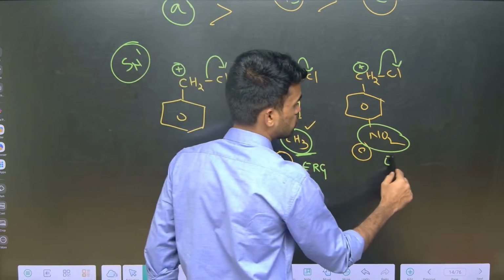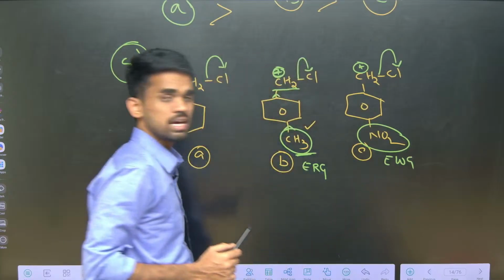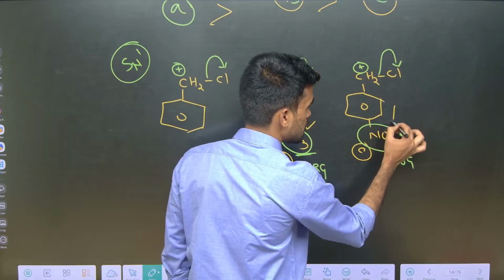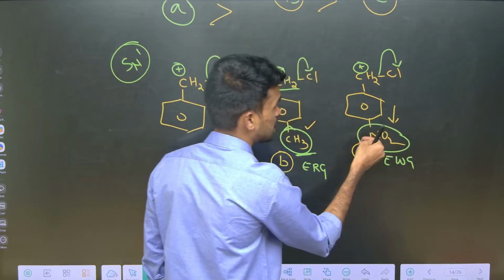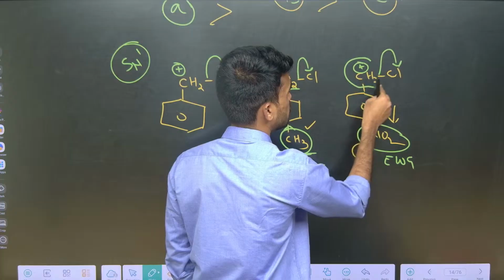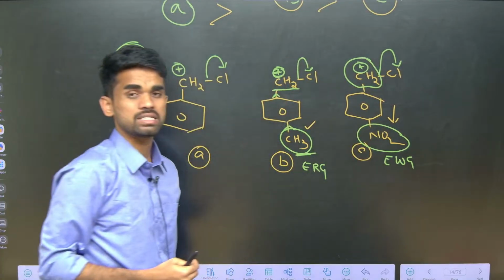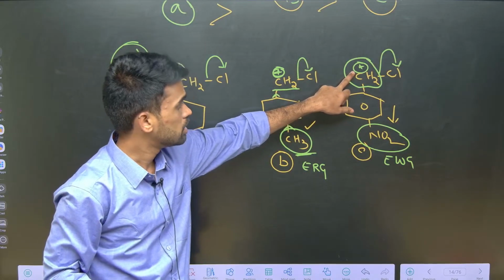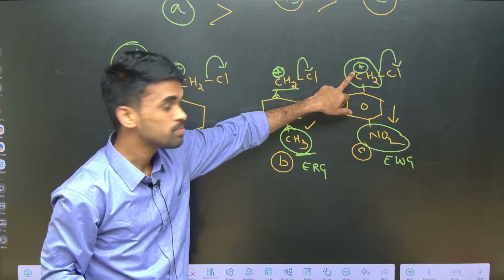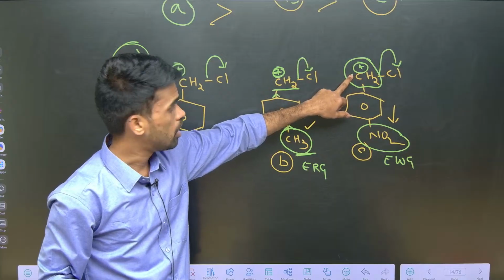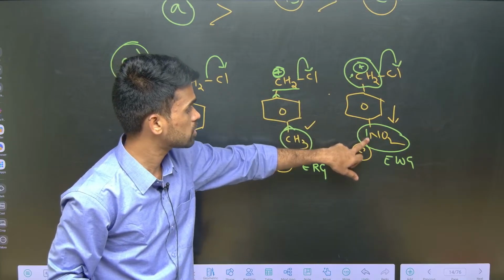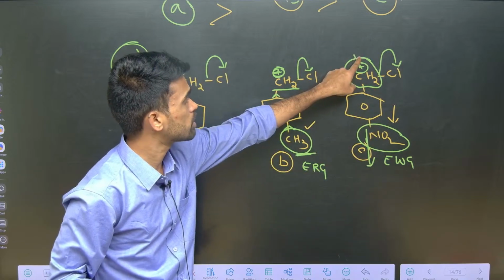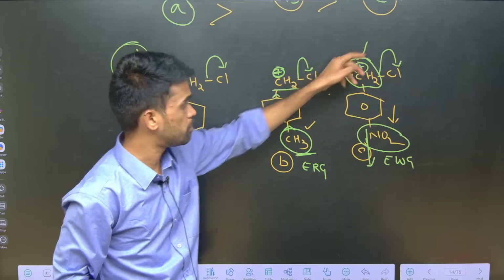Whereas here we have an electron withdrawing group, the nitro group. Now what happens? This nitro group withdraws electrons from the ring towards itself. Therefore what happens to our electron deficient carbon? It will be further destabilized. Why? Because already this carbocation is electron deficient. It is not having electrons already. Okay, fewer electrons are present here. Again this electron withdrawing group is dragging electrons towards itself. So it makes this carbocation much less stable compared with the other case.